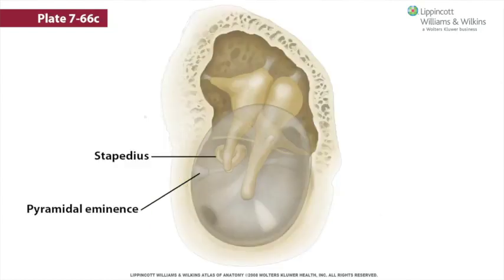The stapedius, which is the smallest skeletal muscle in the human body, originates on the internal walls of the pyramidal eminence on the posterior wall of the tympanic cavity. Its insertion tendon emerges from the apex of the pyramidal eminence and attaches to the posterior side of the neck of the stapes. When the stapedius contracts, it pulls the stapes away from the fenestra vestibuli, which suppresses the transmission of loud sounds to the inner ear. The stapedius is innervated by the facial nerve, or cranial nerve number 7.